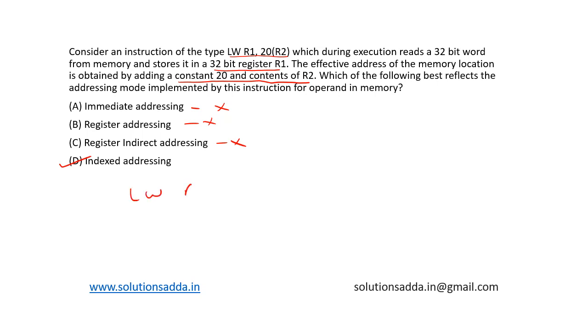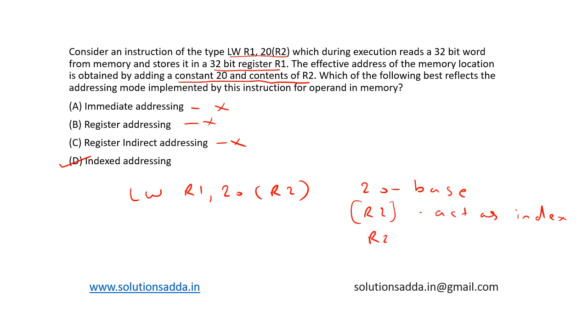Load word R1, 20 of R2. So here this 20 is the base and contents of R2 act as index. So R2 is basically the index register. So option D is the correct answer here. Such implementation of index addressing is suitable for iterative operations such as array implementation also.